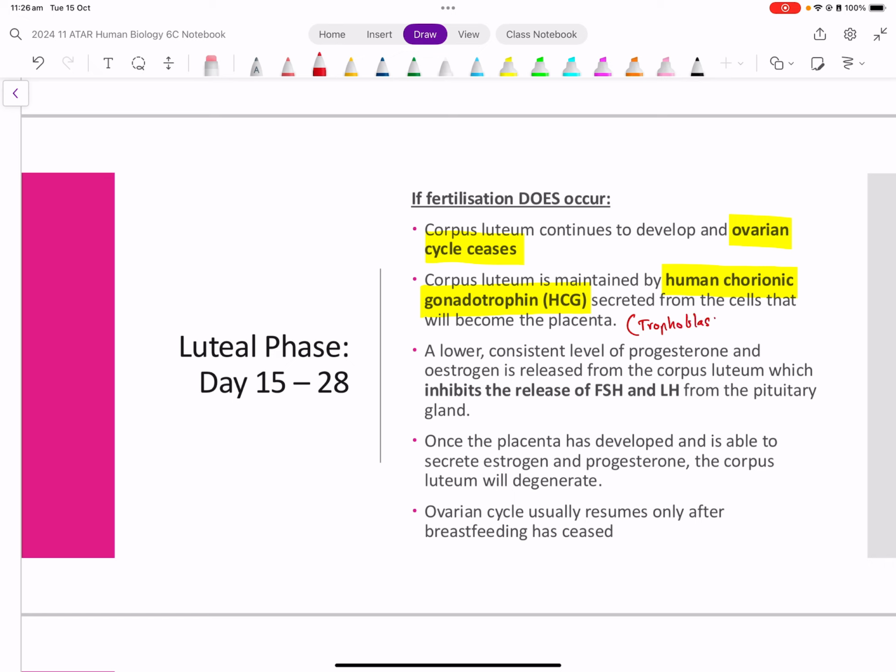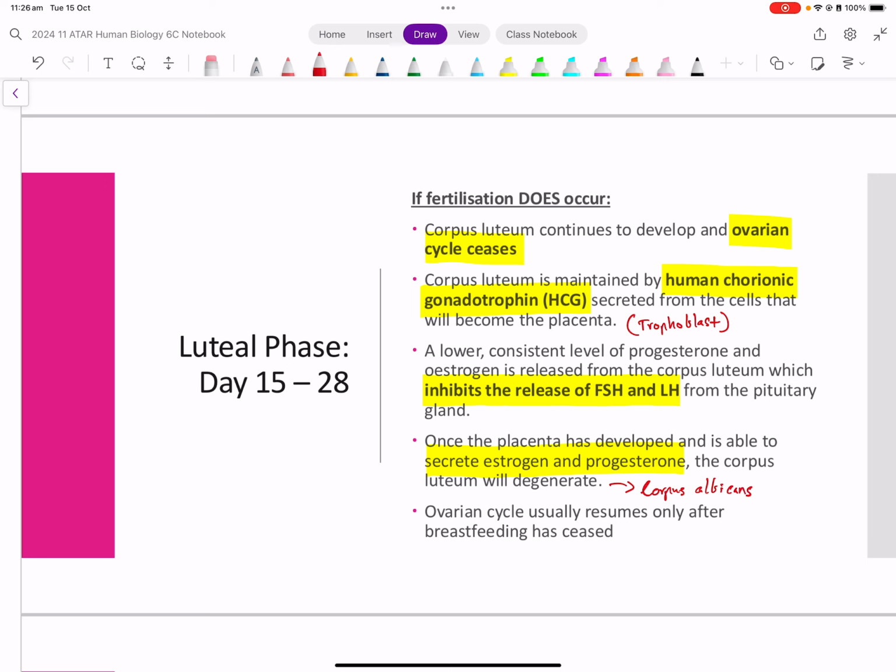Now, at a really low level, that progesterone and estrogen continues to be released by the corpus luteum, and as a consequence of that, it inhibits the release of our pituitary hormones. Now, once the placenta has developed a little bit more, it's able to release its own estrogen and progesterone, and then as a consequence of that, the corpus luteum will degenerate, and it'll degenerate in the same way into the corpus albicans.